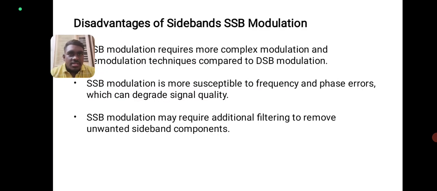Disadvantages. It requires more complex modulation and demodulation techniques compared to DSB modulation. SSB modulation is more susceptible to frequency and phase errors, which can degrade signal quality. SSB modulation may also require additional filtering to remove unwanted sideband components.